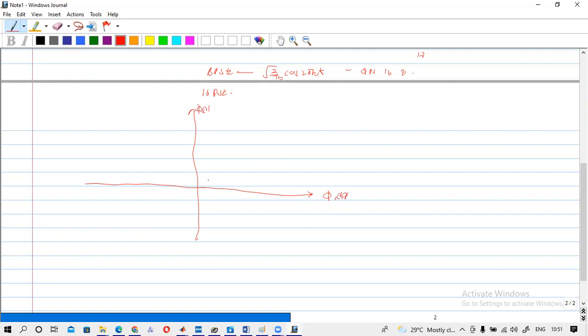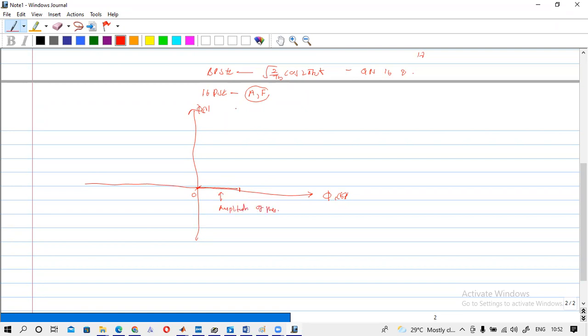So here in 16 PSK, you are not going to change the amplitude and frequency. You will have the same amplitude. You know that in a constellation diagram, the distance from 0 to a point always refers to the amplitude of the signal. You already know this is the amplitude of the signal.